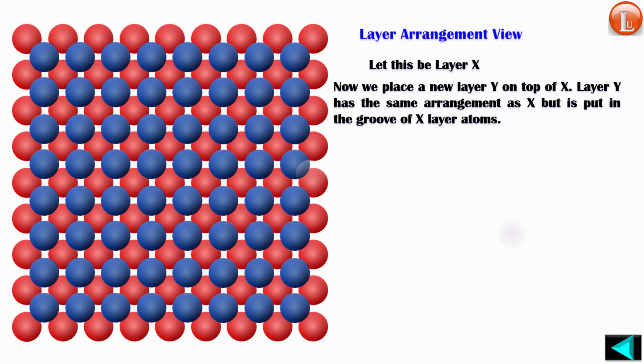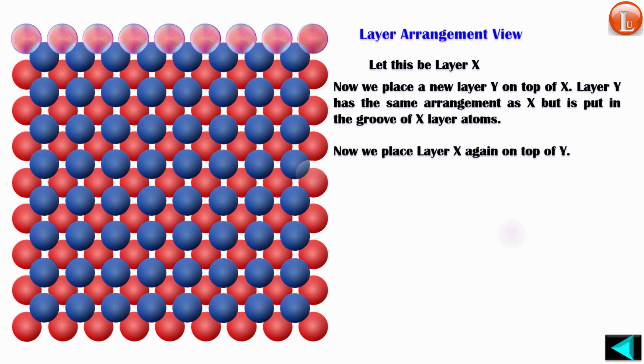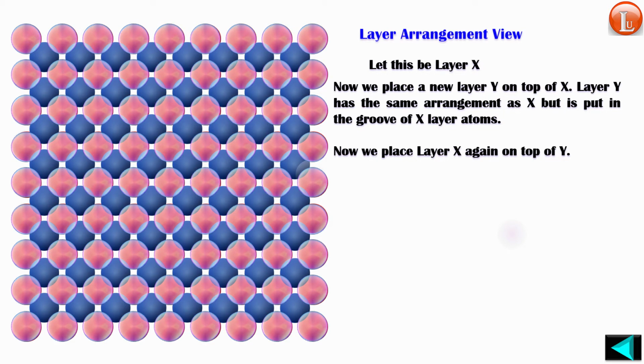Now what we're going to do is repeat X. And now the atoms that I'm going to show you will be transparent. But remember, they're all the same type of atoms. So now we place layer X again on top of Y, and it's going to look like this. These are transparent atoms that I'm putting so that you can see all the layers, but they are basically of type X. So X has been placed on top. So from the top view, it will look like this.